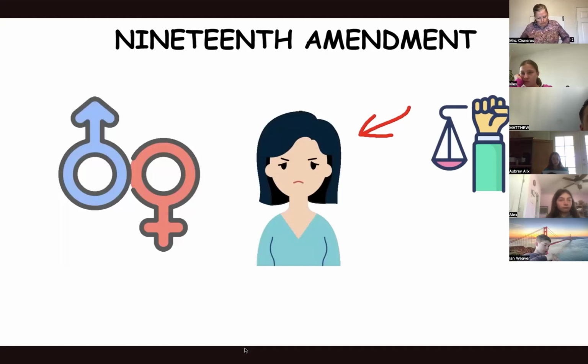21st Amendment revokes the 18th Amendment, ending prohibition and allowing states to regulate alcohol, acknowledging the failure of prohibition and the need for a more practical approach to alcohol regulation and consumption.